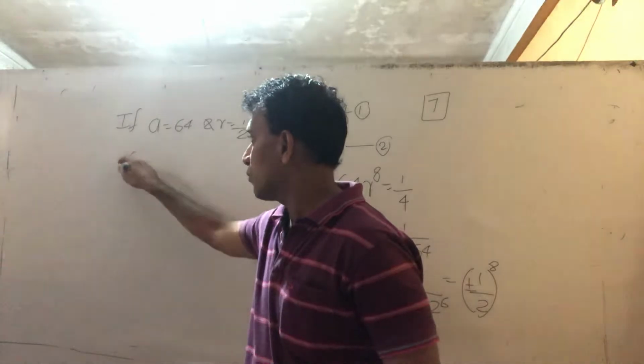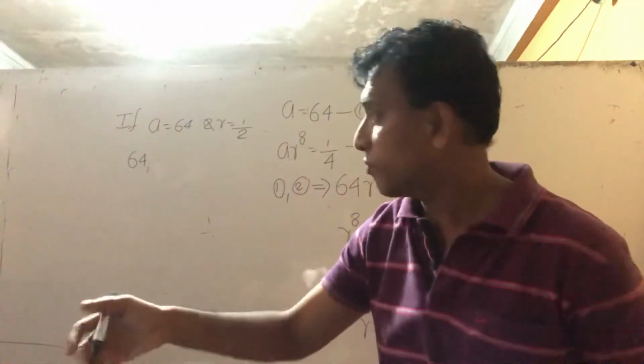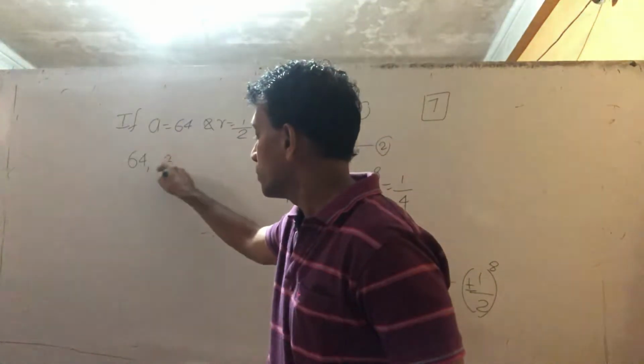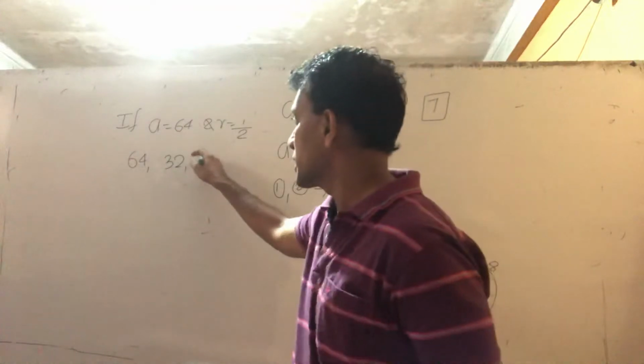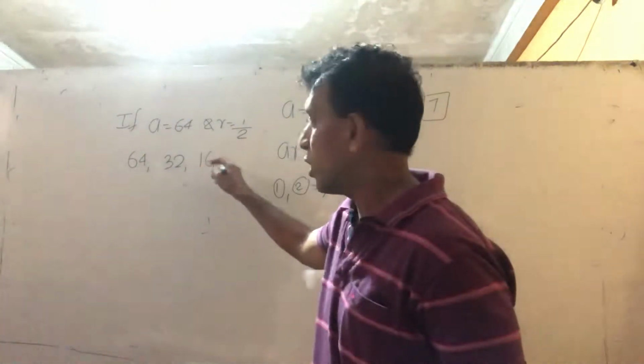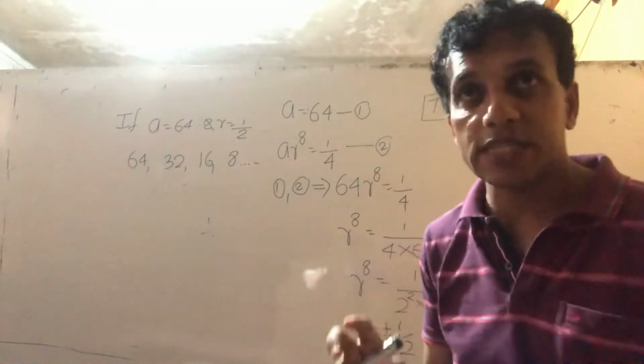The first term is 64. Now multiply by half, so 32. Multiply 32 by half, we divide by 2 here, giving 16. Multiply 16 by half, 8, and so on. This is the method of writing the series, right?